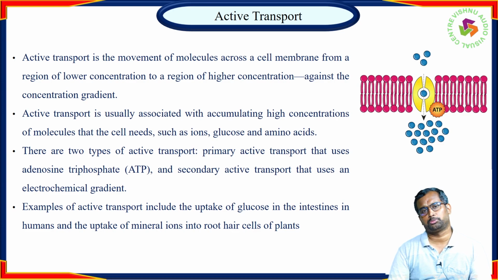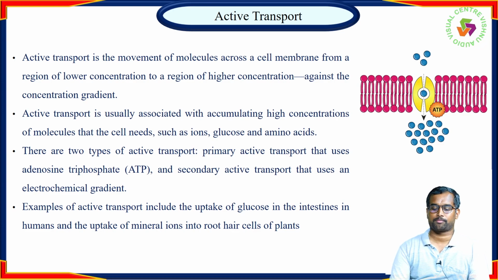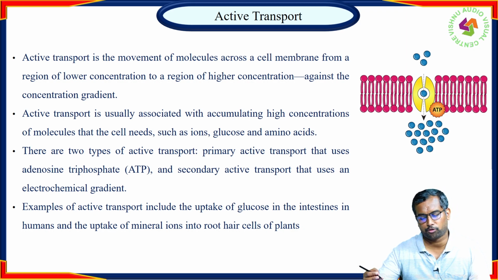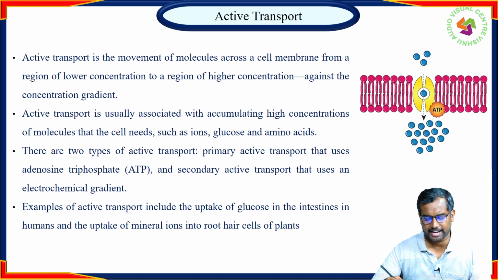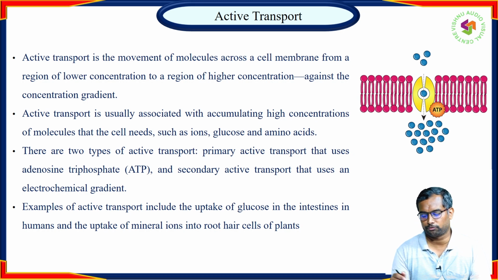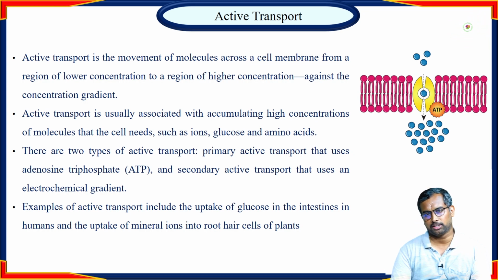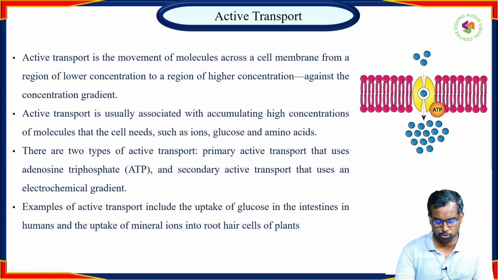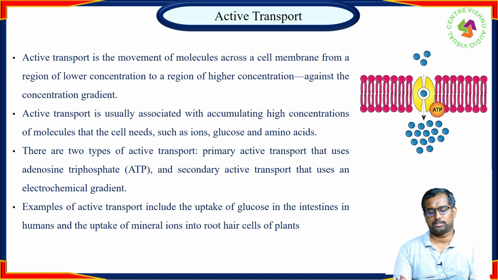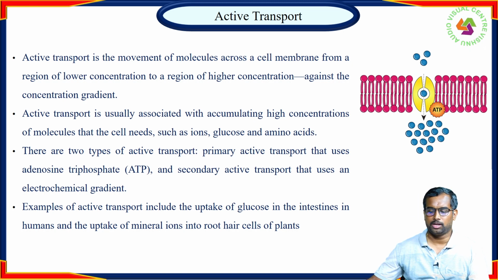Coming to active transport, it is also of two types. There is primary active transport that uses ATP, that is energy, and we have secondary active transport that basically uses the electrochemical gradient. Examples of active transport include the uptake of glucose into the intestine. As I was telling previously, the uptake of glucose into the intestines is basically an active transport process, and the uptake of mineral ions into the root hair cells of plants is also an example of active transport.